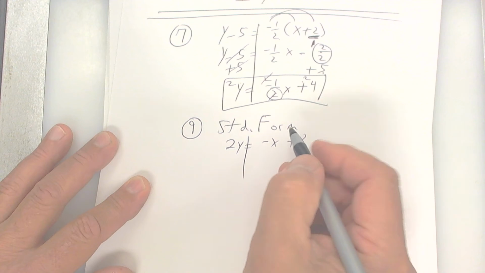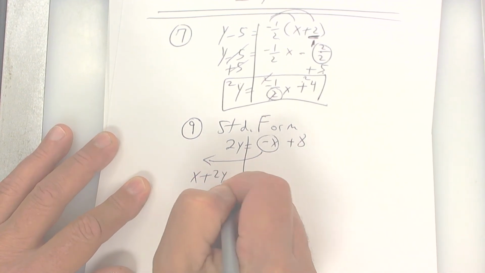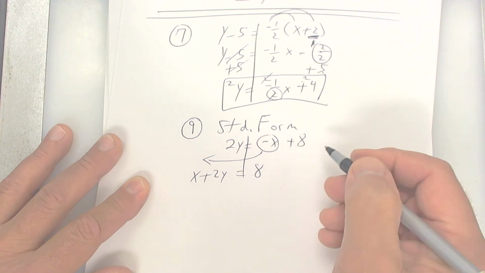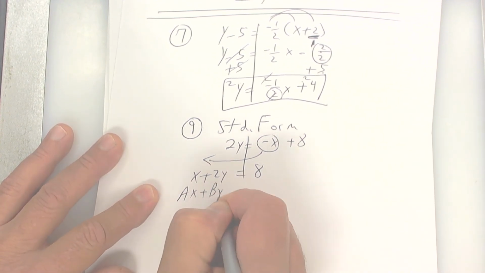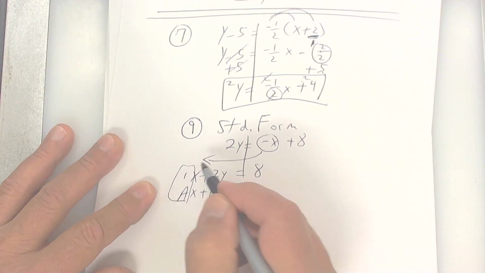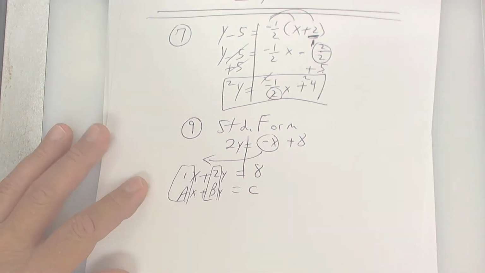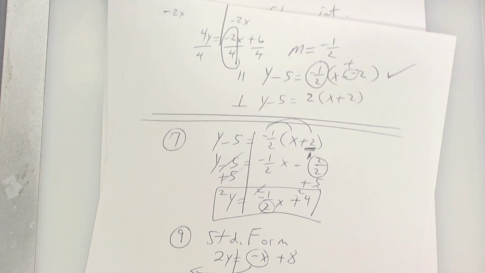And then the next thing you're going to do is move the x to the other side. So you're going to get x plus 2y is equal to 8. Remember, standard form is ax plus by is equal to some number. So your a here is 1, and your b is 2. And that's called standard form.